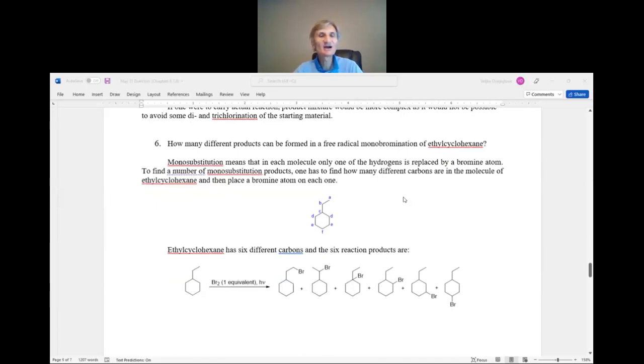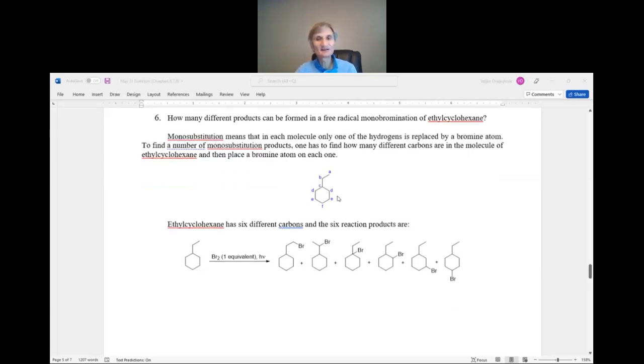Question number 6. How many different products can be formed in a free radical monobromination of ethyl cyclohexane? So monobromination or monosubstitution means that only one hydrogen is replaced each time the reaction occurs, and that's the product. So how many different products are possible? We have to simply look at how many different hydrogens there are. You may want to draw simply a line formula, and then look at what the different hydrogens are.